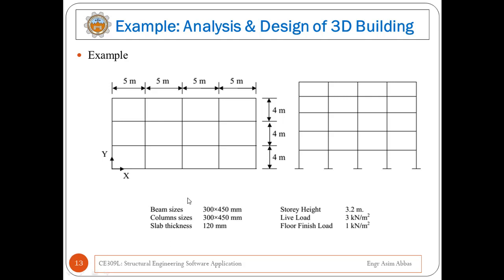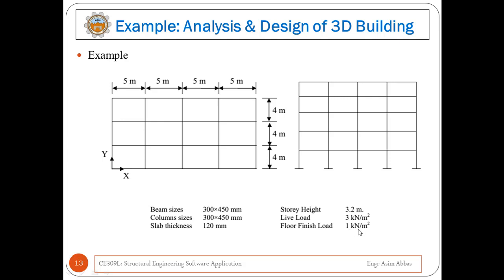And the beam length along x and y direction is 5 meter and 4 meter respectively. And the story height is 3.2 meter, right? So the column length is 3.2 meter, right? And it is subjected to a live load of 3 kilonewton per meter square and floor finish load, which is actually the dead load, of 1 kilonewton per meter square.